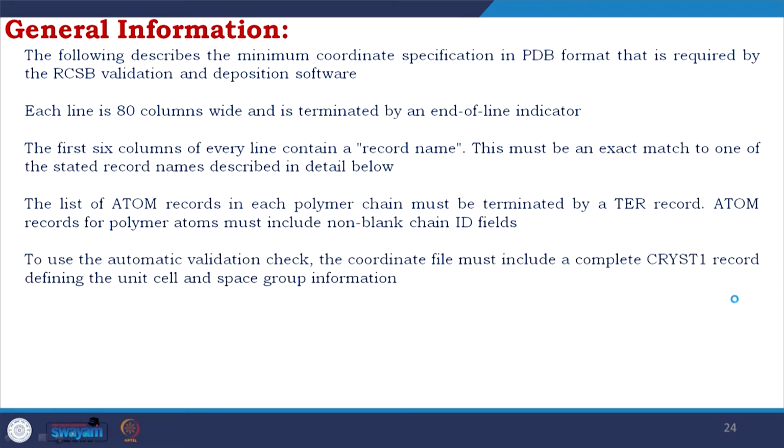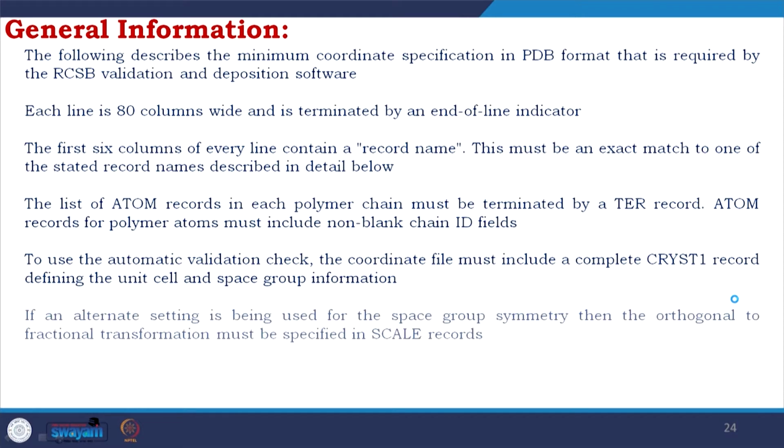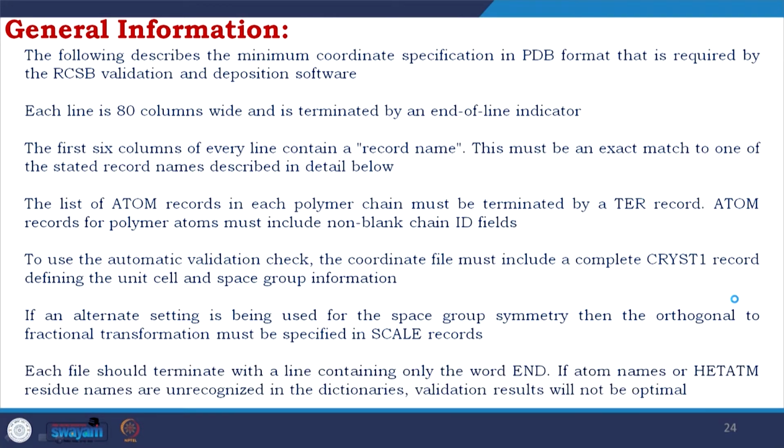To use the automatic validation check, the coordinate file must include a complete CRYST1 record defining the unit cell and the space group information. If an alternate setting is being used for the space group symmetry, then the orthogonal to fractional transformation must be specified in scale records. Each file should terminate with a line containing only the word end. If atom names or het atom residue names are unrecognized in the dictionaries, validation result will not be optimal. So, what are they? You heard the rules, but now I will explain it going to the actual PDB file.